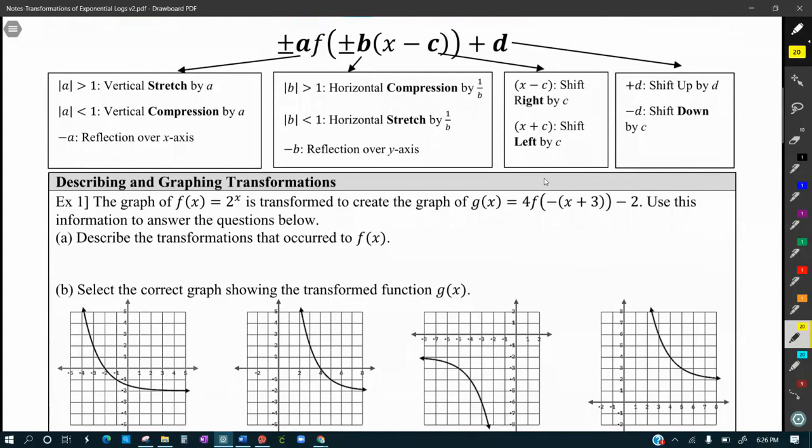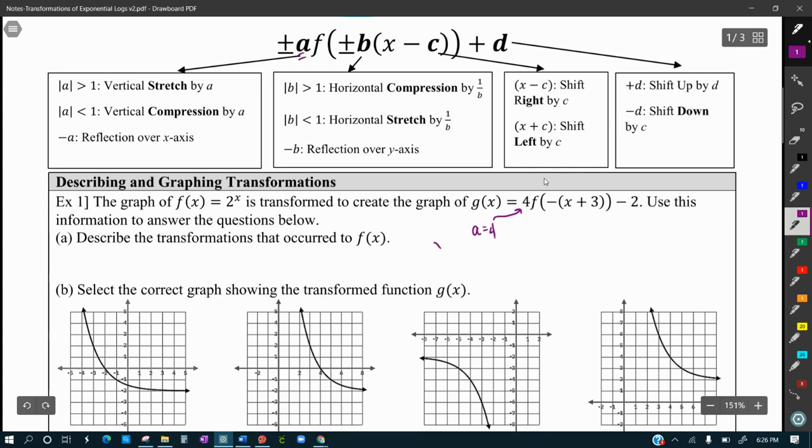So let's talk about transformations. Again, we have this diagram for us to follow. This is the same diagram you've seen all year long. So let's jump into an example. The graph of f of x equals 2 to the x is transformed to create g of x equals 4f of negative x plus 3 minus 2. Letter A says describe the transformations that occurred to f of x. Well, let's get our pieces. I see that this 4 is in the same place as A. So that means A is a 4.